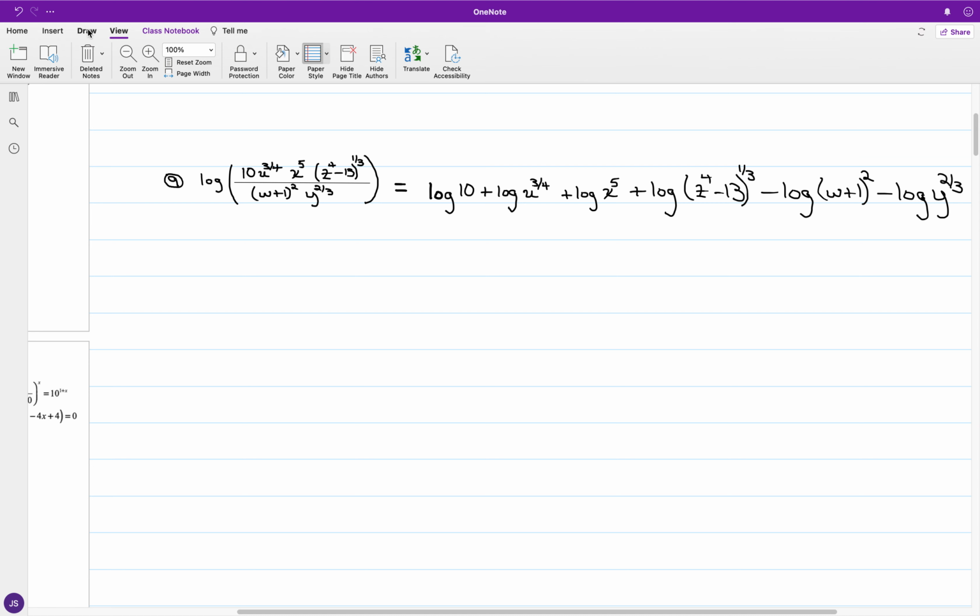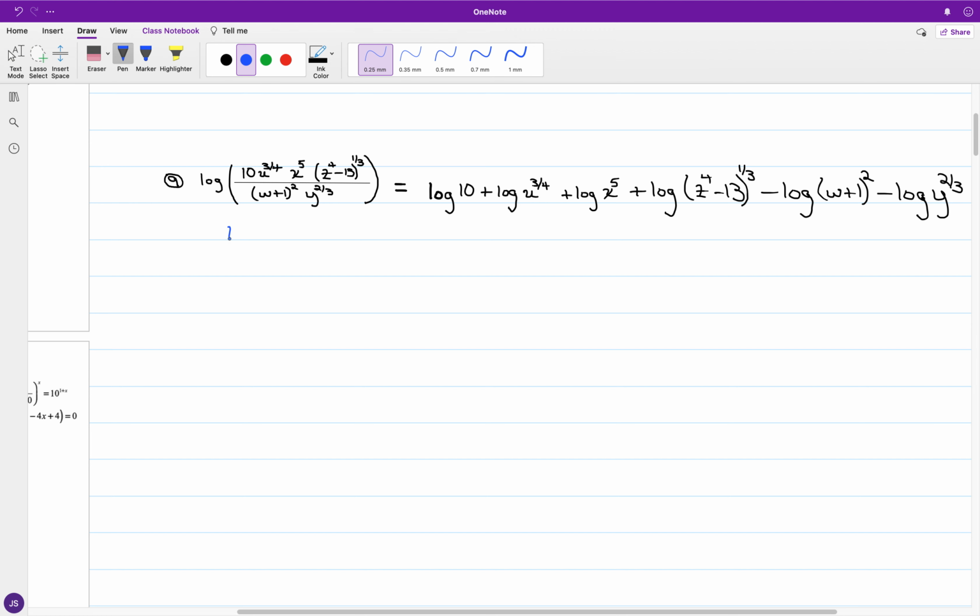All right, going back to the property where the base a logarithm of a to the x is equal to x, the first situation to arise is with the log of 10. You're looking at a base 10 logarithm of 10. Now you don't have a specified power, but this would be like having base 10 logarithm of 10 raised to the first power. And so that is going to be equal to 1.